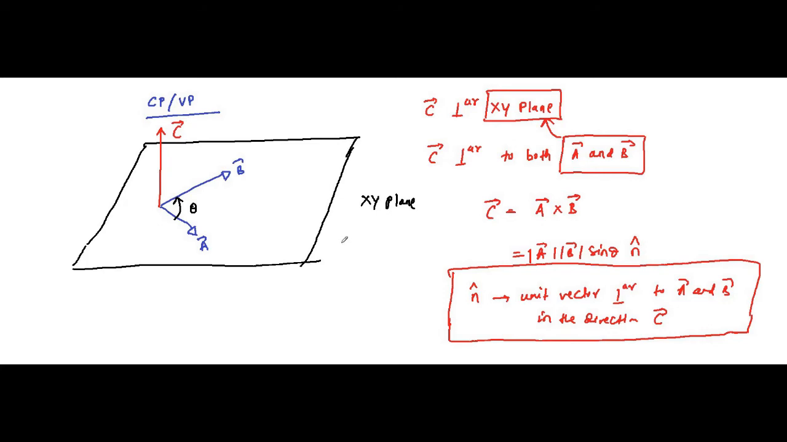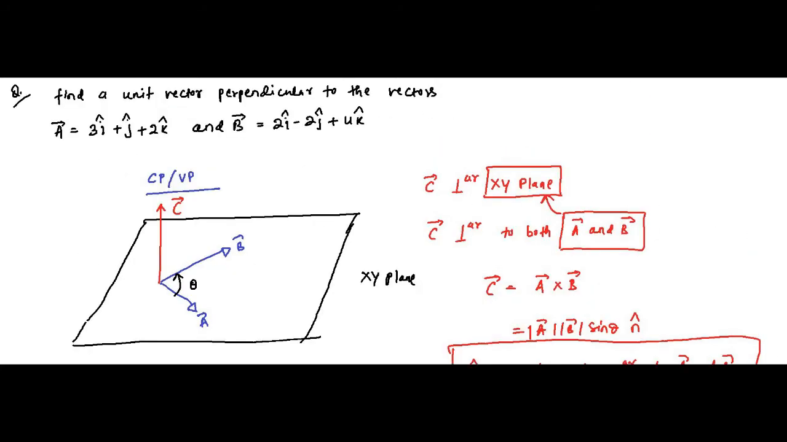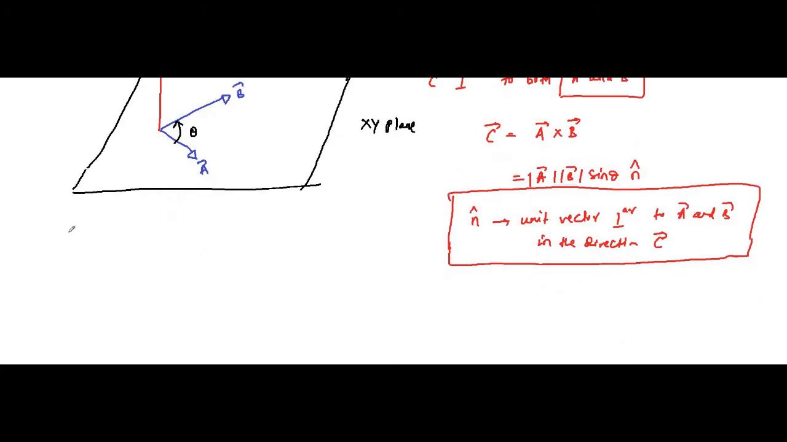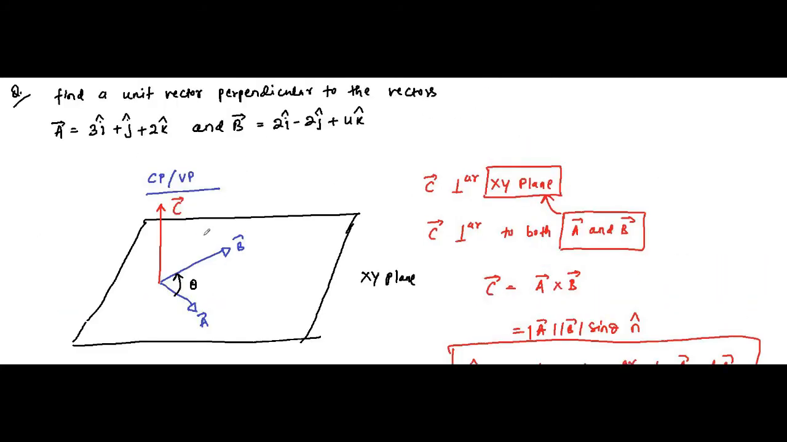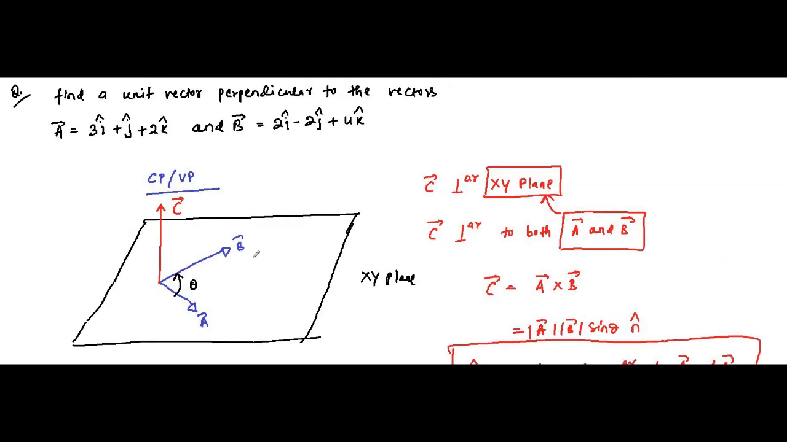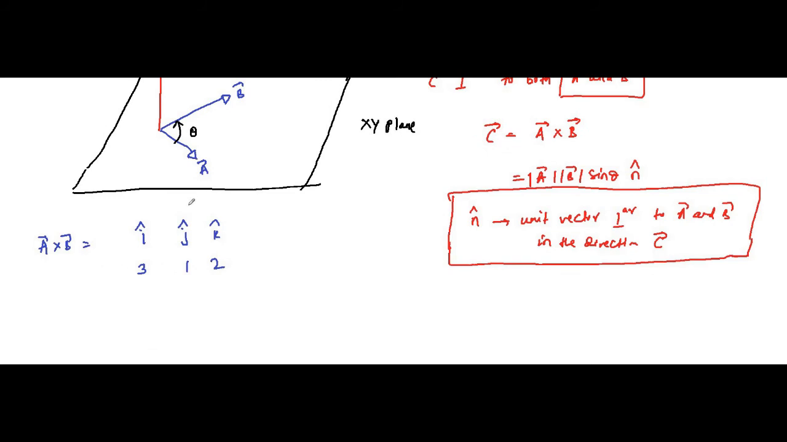So now, first of all, we have to find out the cross product of the vectors. The cross product of vectors A vector cross B vector will be i cap, j cap, k cap, then the components x, y and z: 3, 1, 2 for A vector, and for B vector it is 2, minus 2, 4. So we have to evaluate the determinant.